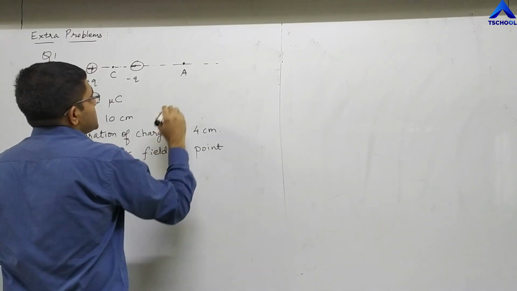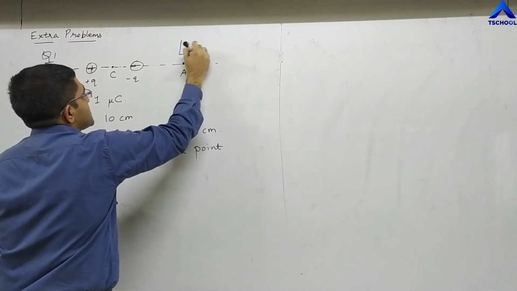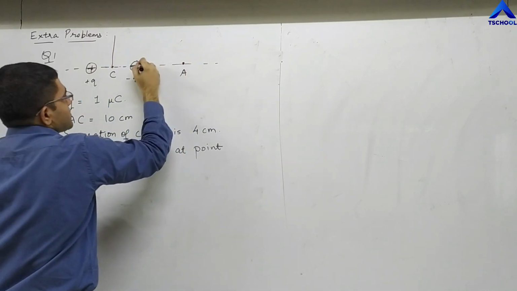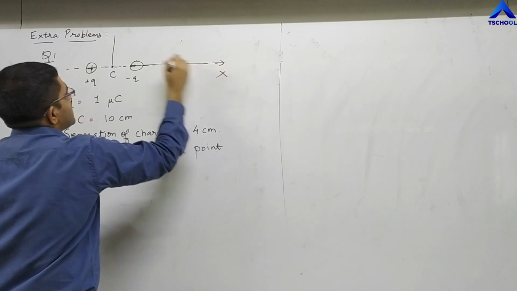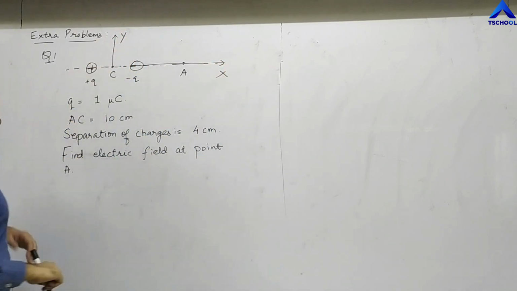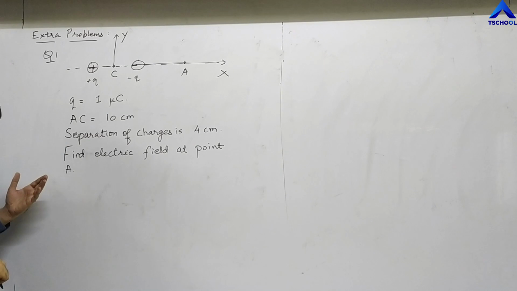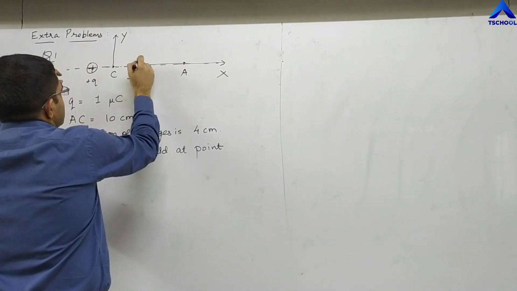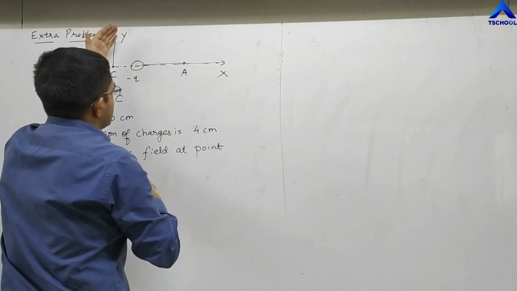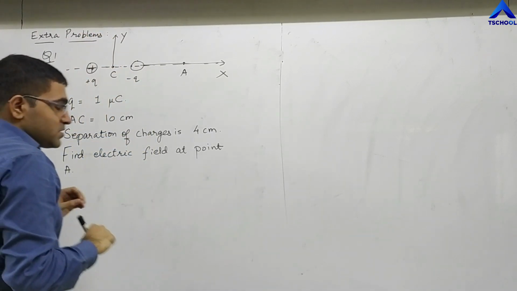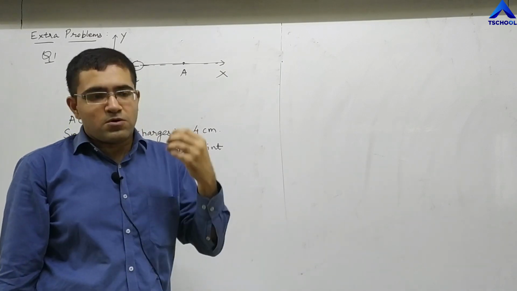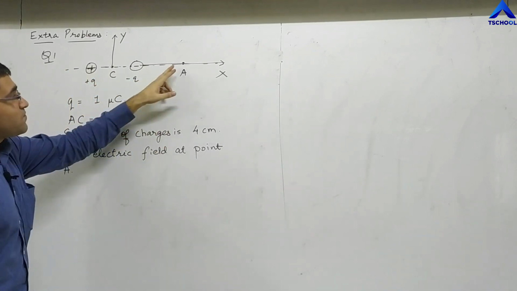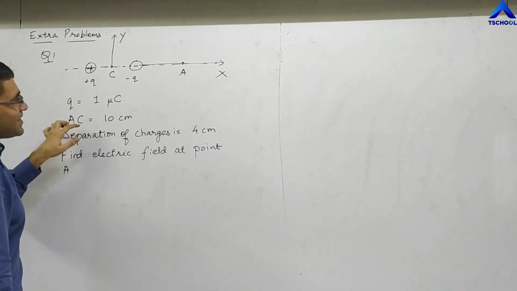But I want you to do one thing. When you solve this problem, you take the axes as follows. I've indicated the positive and the negative charge. I've also indicated the x-axis and the y-axis. So I want your final answer with the components like i caret, j caret, whatever is applicable for this point A, such that AC is 10.